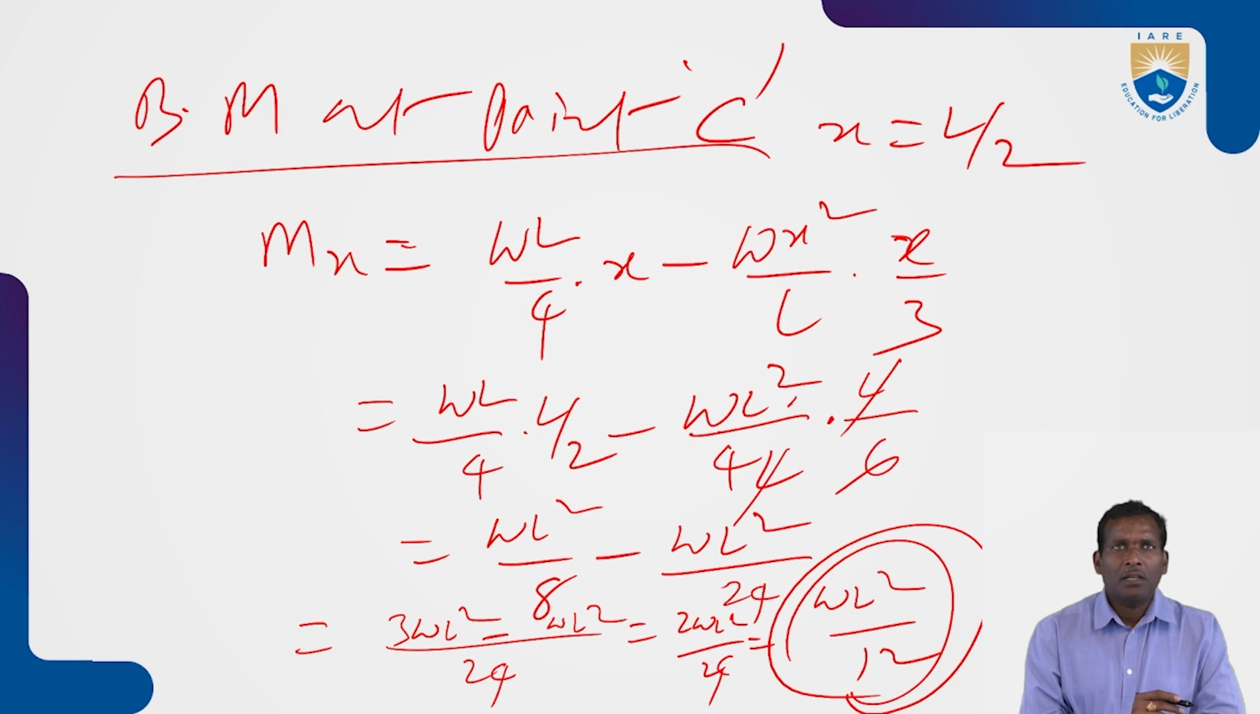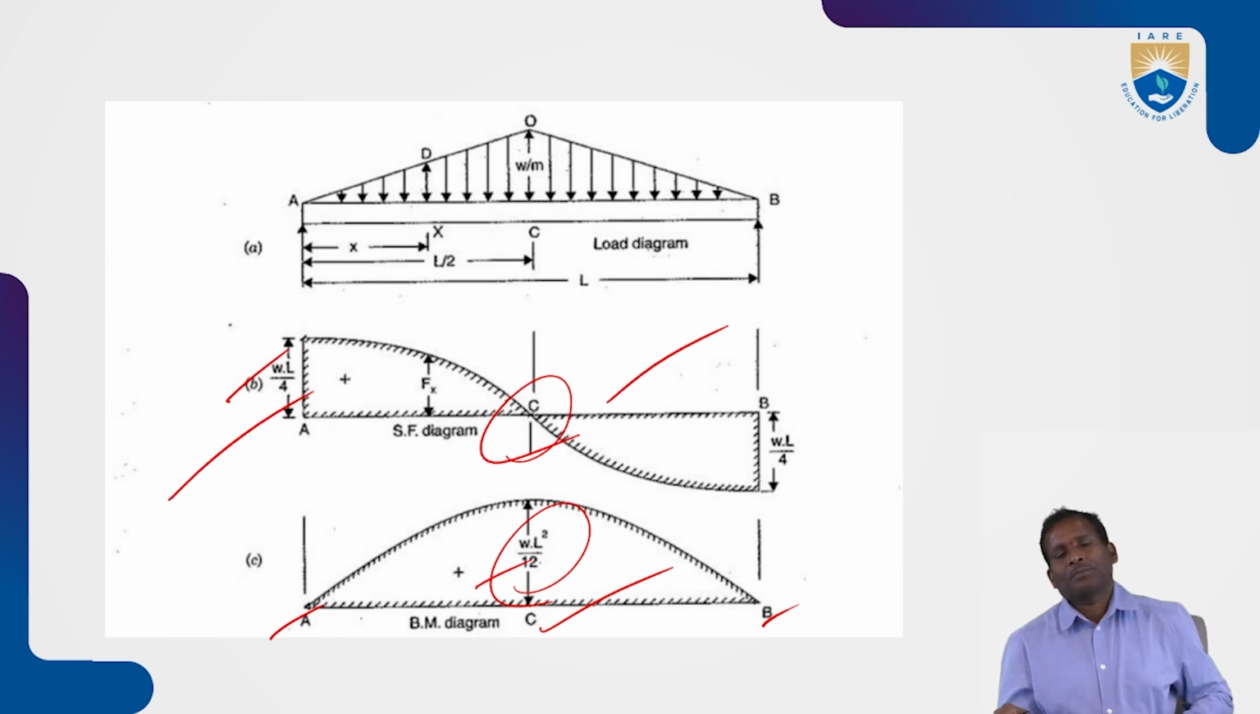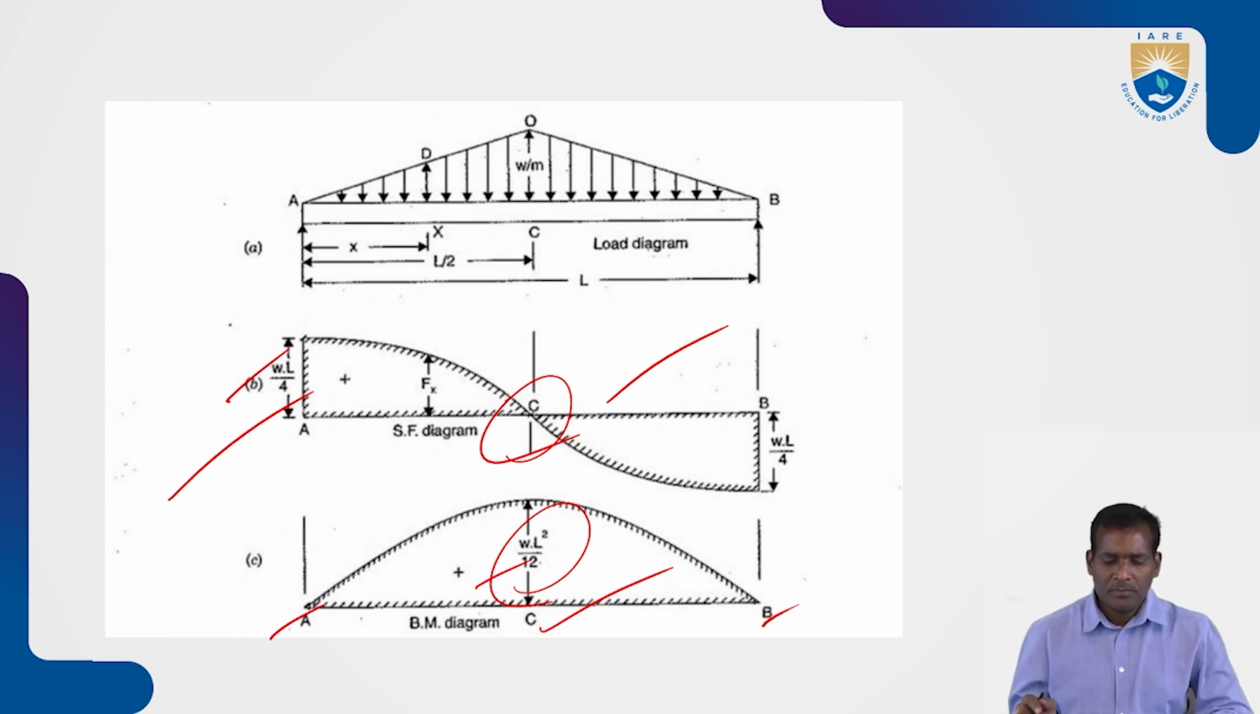So now draw the bending moment diagram. As shown in the figure, the maximum bending moment is WL square by 12. It is a positive bending moment, only positive is there. At A and B, the bending moment is 0. So like this, we need to draw the bending moment diagram for a given beam and load diagram.